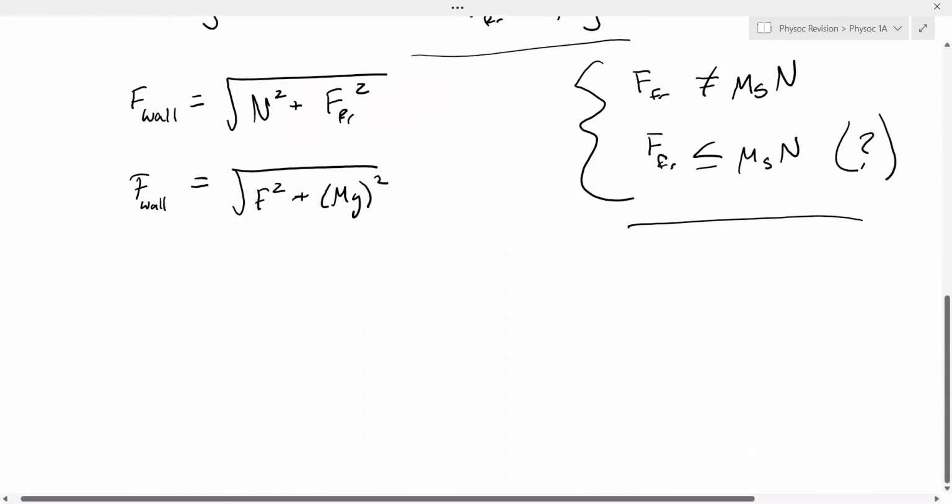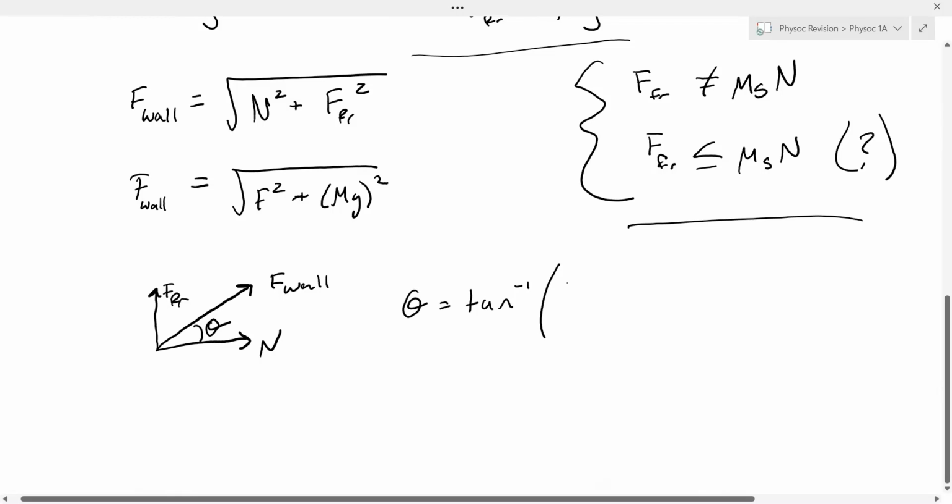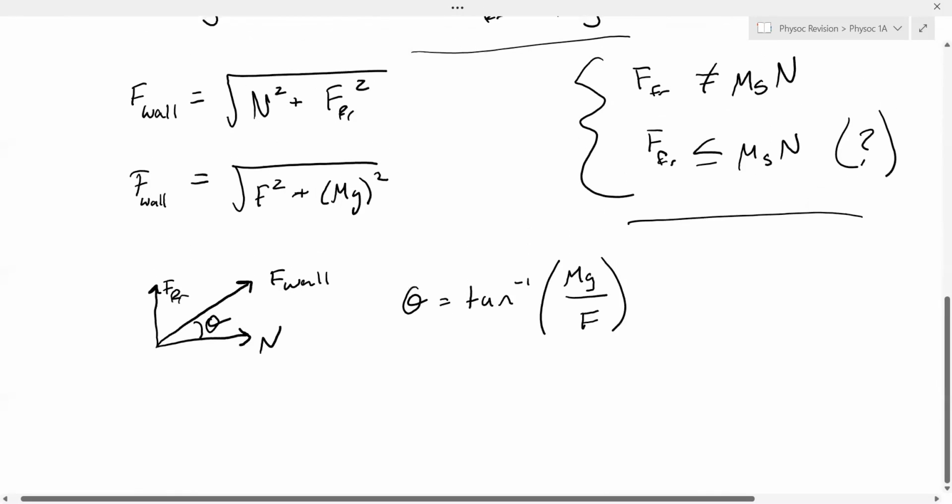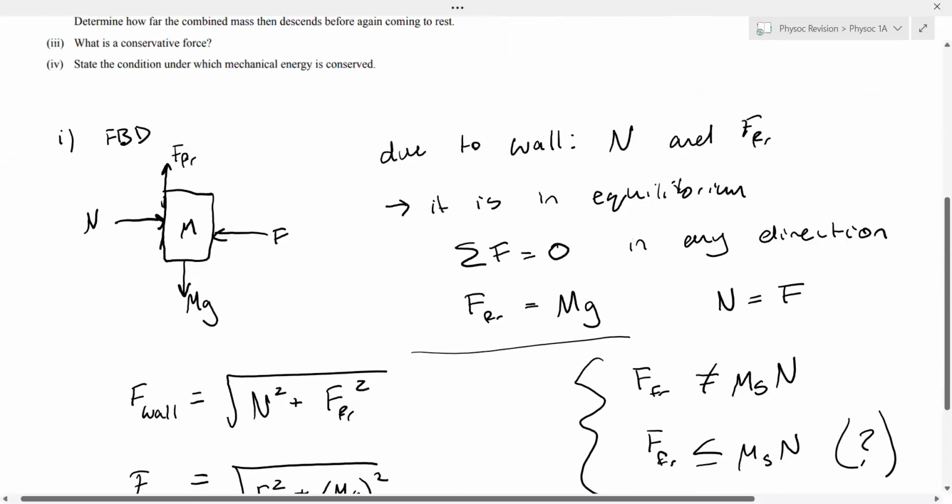We can also give an angle. Let's redraw these forces. So we have F friction and normal, and we want this total F wall. You can also find the angle of the force, which is going to be the inverse tan of our frictional force mg over our normal force, which is equal to F. Okay, so that's as good as we can get it.